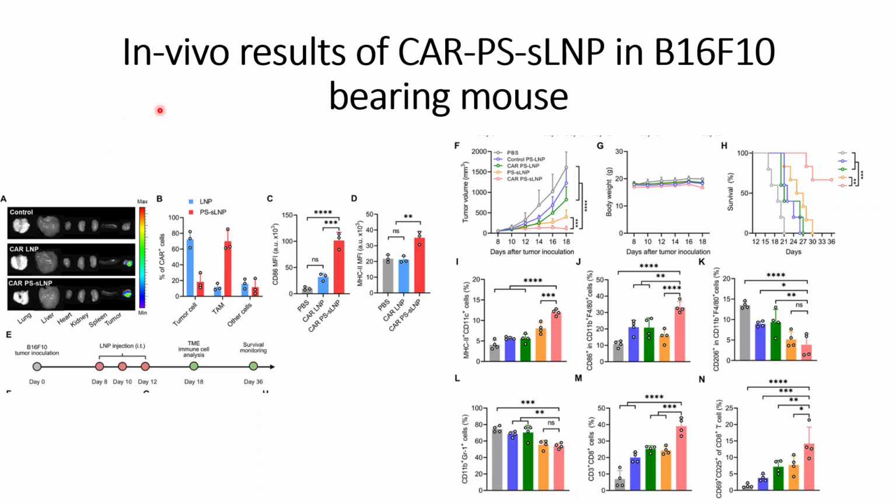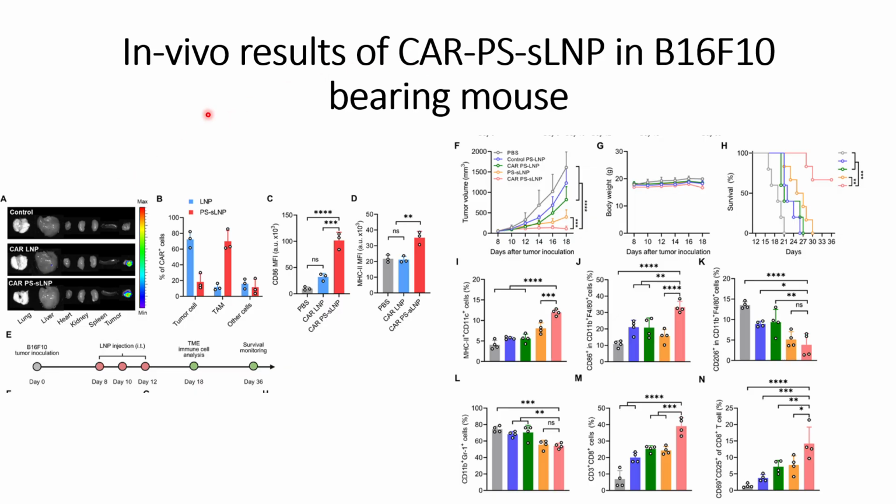Today we will discuss the in vivo results of this CAR-PS-sLNP in the B16F10 bearing mouse. So first, they use the mCherry reporter to see the specificity of this CAR-PS-sLNP, whether it is restricted to the tumor sites or it spreads to the different organs or not.